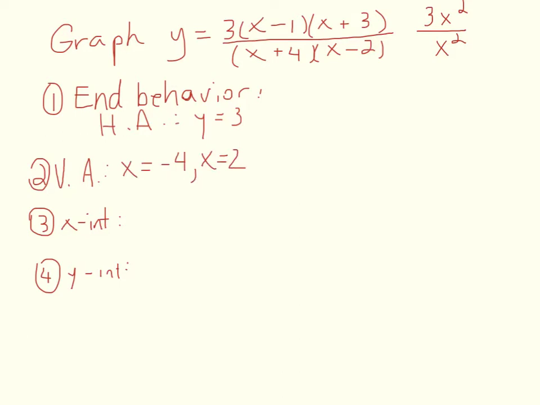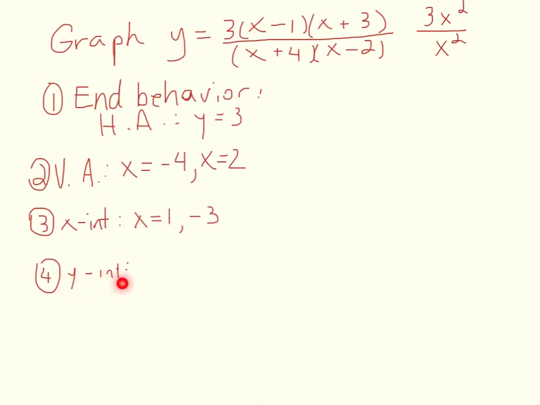Okay, the x-intercepts are what make the function 0. The only way that a fraction can be 0 is if the top is 0. So the top is 0 if here we see that x equals 1, or here we see that x equals negative 3. So 1 and negative 3 are the two x-intercepts.